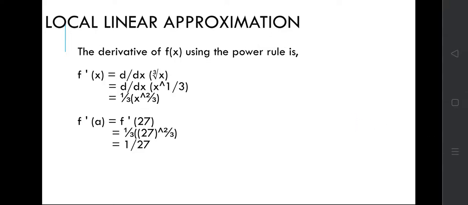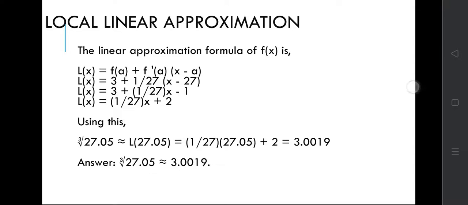Ito. Tapos, a is equal to 27. So, substitute na natin lahat. We have L of x is equal to 3 plus 1 over 27 multiplied by the quantity x minus 27. Gawin na natin siya by algebra. Ang mahahanap na natin is yung linear function, which is L of x is equal to 1 over 27 multiplied by x plus 2. Yun na yun, di ba?